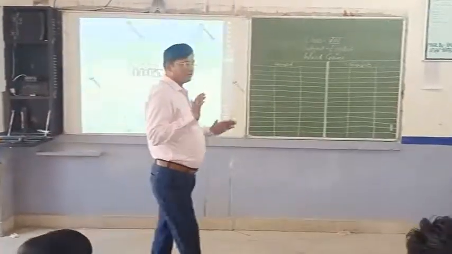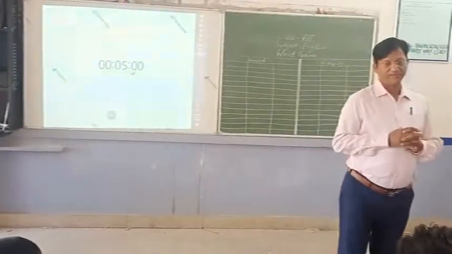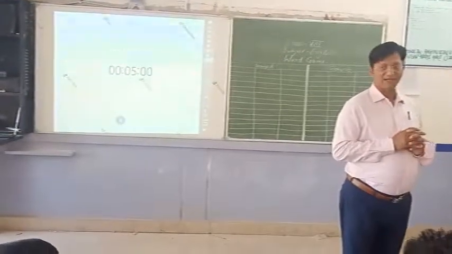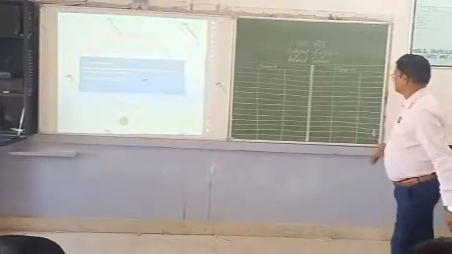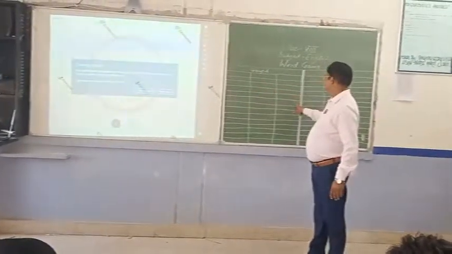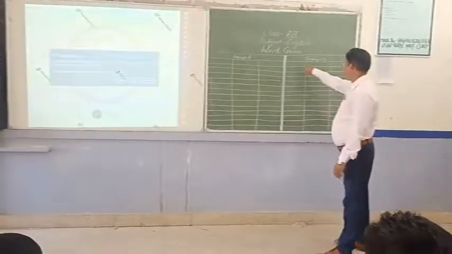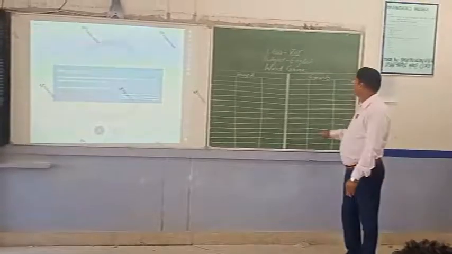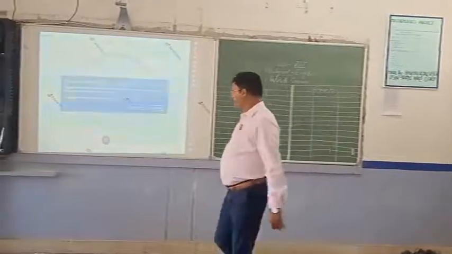And you have to write the word with correct spelling. If you do not write the spelling correctly, then you will not get the marks. This first row, second row and third row are for group A. And these three rows are for group B. Okay. So, let us start the game.